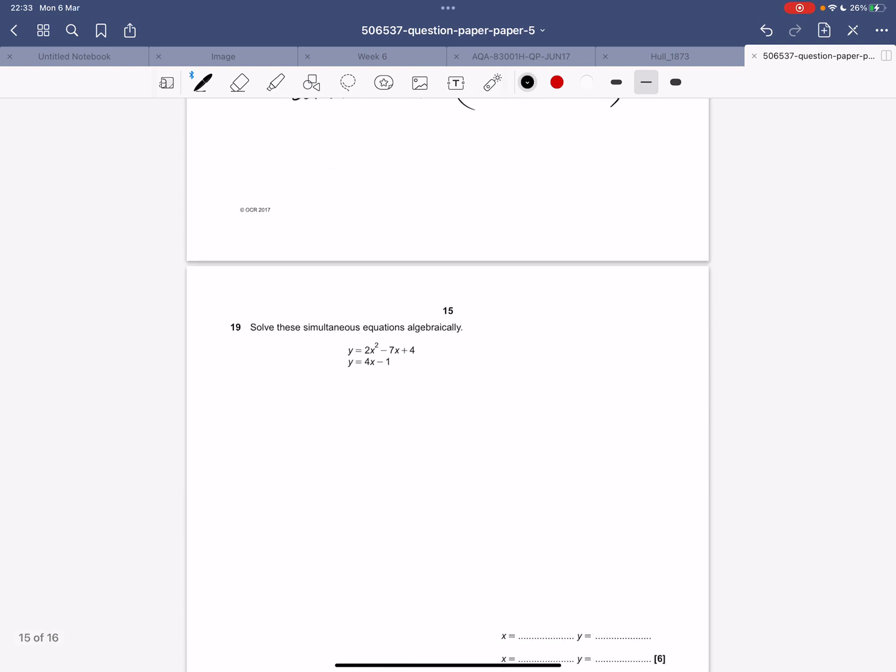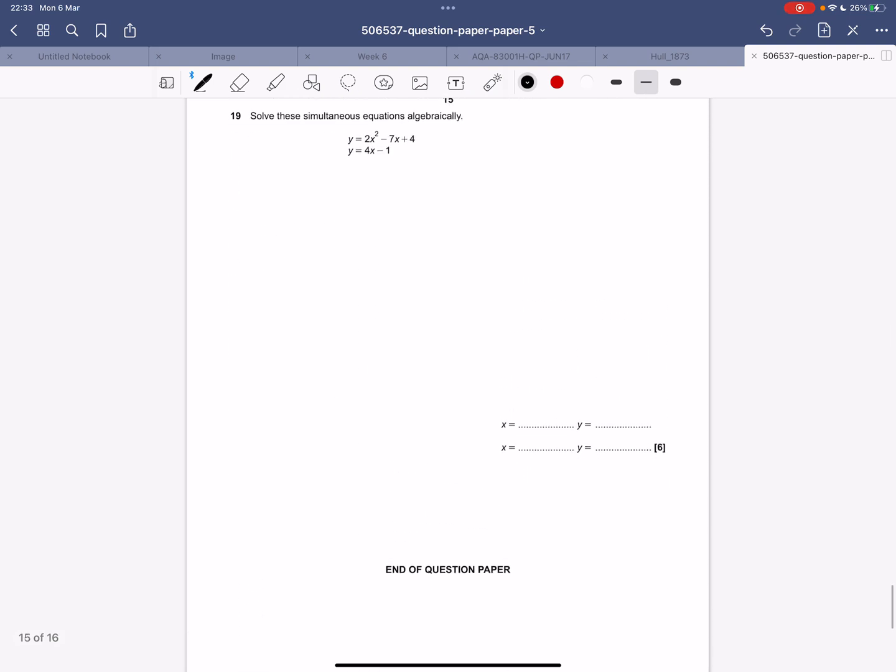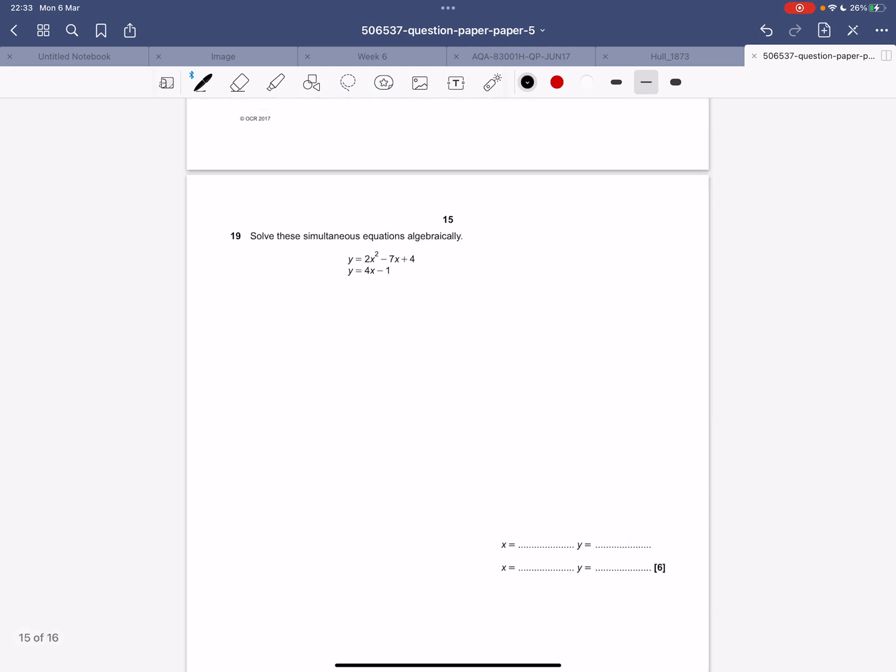Solve the simultaneous equations, algebraically, end of question paper. So we've got y is 2x squared minus 7x plus 4, and y is 4x minus 1. So if these are both y's, then therefore that is equals to that. It's got 2x squared minus 7x plus 4 equals 4x minus 1. So 2x squared, subtract 4x from each side, minus 11x. And then 4 plus 1 is 5.